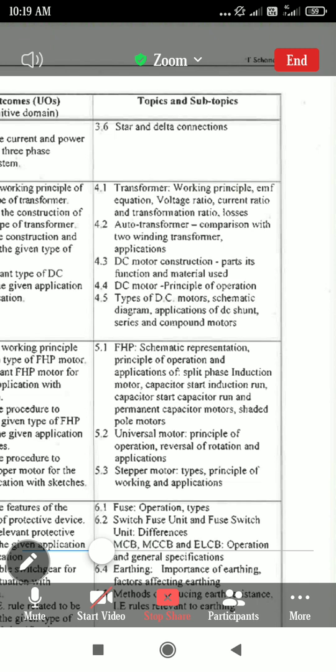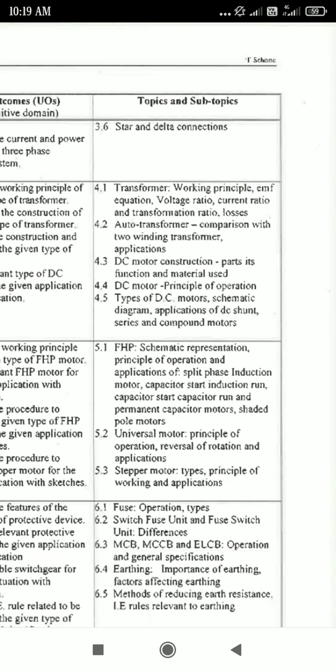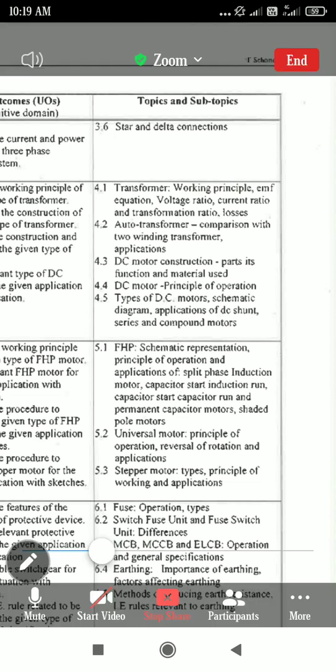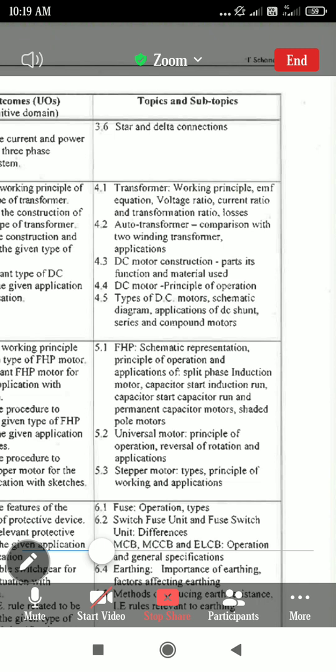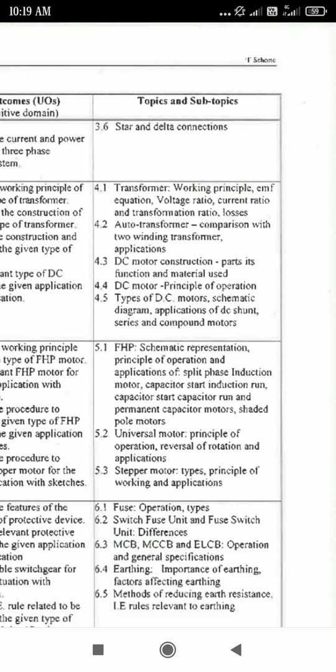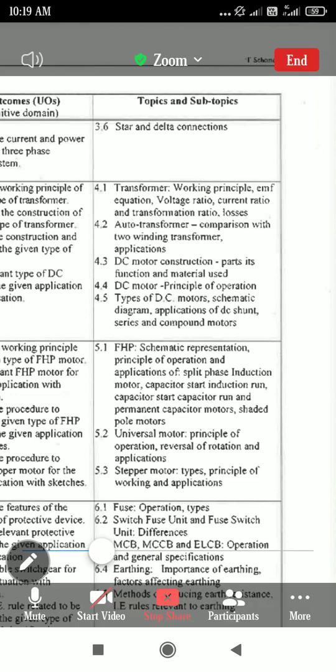Then the DC motor: the construction of the DC motor, the types of DC motor, the parts of the DC motor, and also the function of each part, we discuss in this point. Then the types of DC motor. We know that there are DC series motor and DC shunt motor, and the last one is the compound motor.